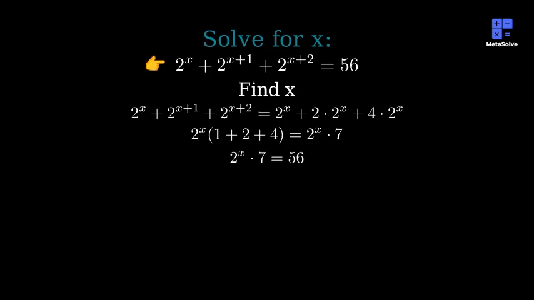Step 3. Divide both sides by 7 to isolate 2^x. So 2^x equals 56 divided by 7, which is 8. Step 4. Now, we recognize that 8 is the same as 2^3. So 2^x equals 2^3. That means x must be equal to 3. Therefore, the answer is x equals 3.